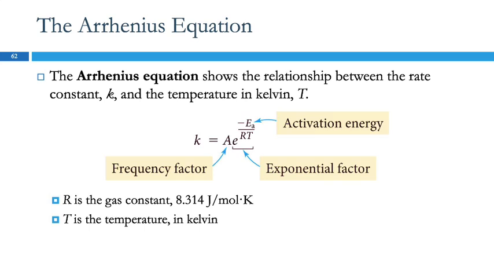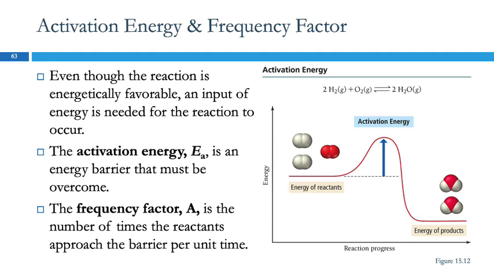So the relationship between rate constant and temperature is shown in the Arrhenius equation. So here we have our rate constant is equal to a frequency factor times an exponential factor. So that's e raised to the power of negative EA over RT. EA is our activation energy, and R is the gas constant with units of joules per mole Kelvin. T is the temperature in Kelvin. So what is an activation energy? What is a frequency factor?